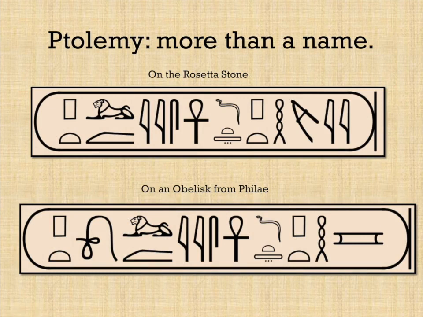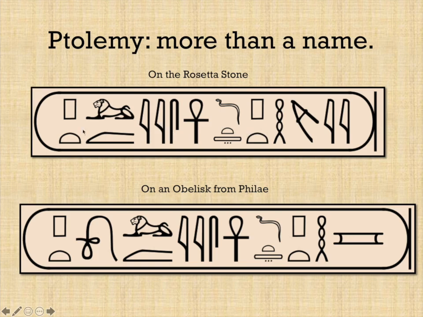So when we look at the name Ptolemy on the Rosetta Stone, and from other sources, there's more than just his name there. We can see from our experience in this presentation that this is the name Ptolemy. Down here also, this is the name Ptolemy. But this part here, this is not the name Ptolemy. This is something else. And the question is, what is it?